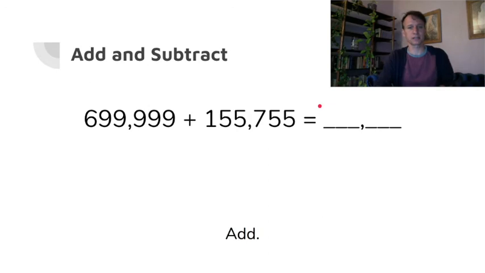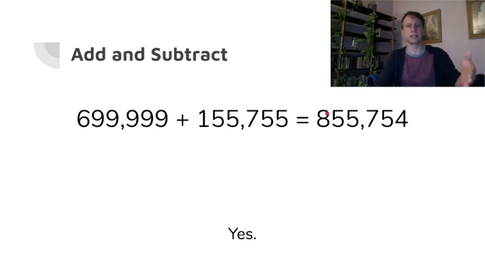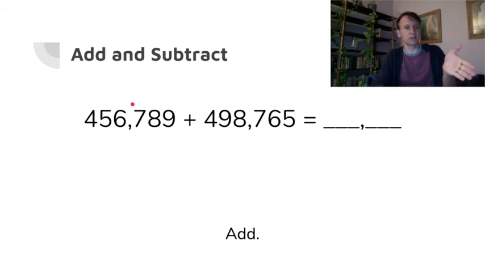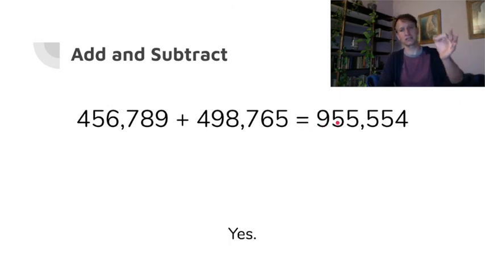Now, to add those together, go ahead. You should get 855,754. If you don't, one of us is wrong. Here's another one. Adding 456,789 plus 498,765. Just saying these numbers is good practice, and the addition as well. You should get, say with me, 955,554.